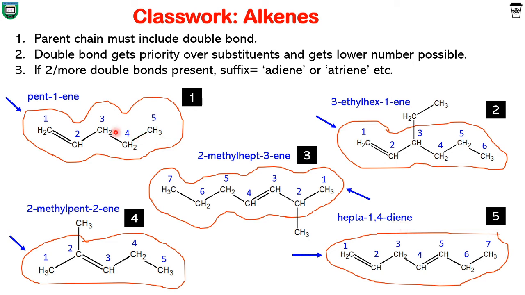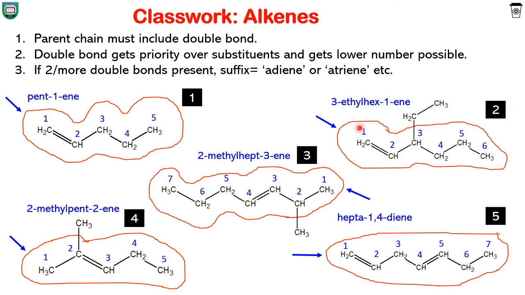Let's name the compounds from first to fifth. For the first one, we are numbering from left to right so as to give the double bond the lower number. If you start numbering from right to left, this double bond gets the fourth number, right? That's why we are starting from the left, where it gets the first number. This molecule has 5 carbon atoms, so we use pent as the root name, and the double bond is present on the first carbon, so pent-1-ene.